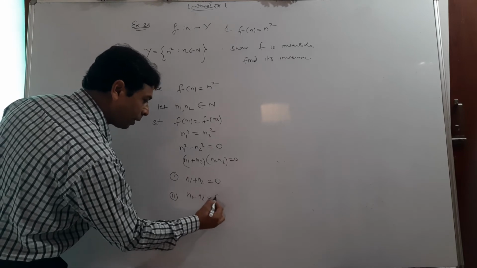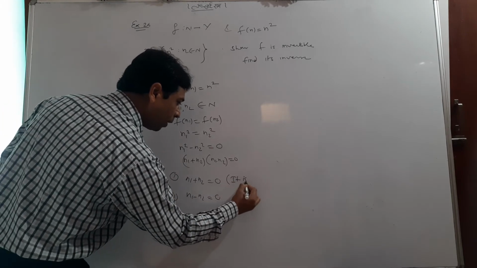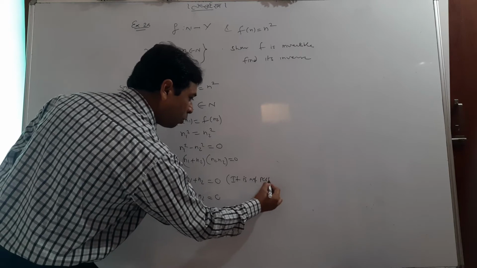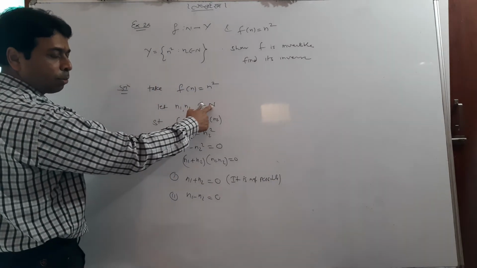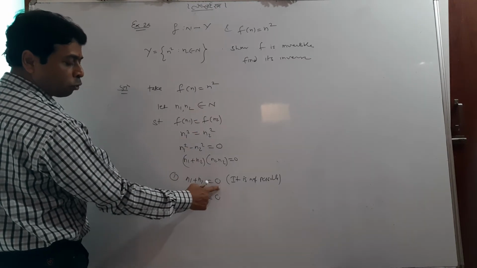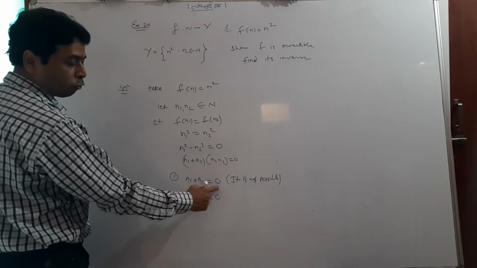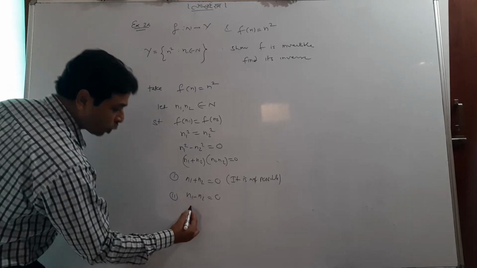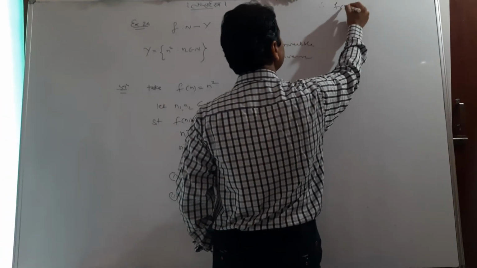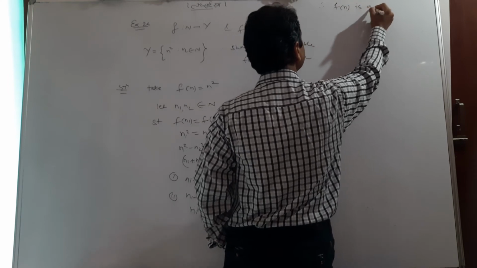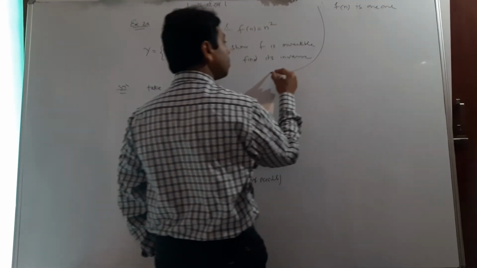I ask you one thing, is it possible? It is not possible. Why? The same answer I already gave in the last question. n1 and n2, what are they? Natural numbers. And the sum of two natural numbers cannot be 0. So what is possible? n1 equal to n2, meaning the function is one-one. Now I'll go with onto.